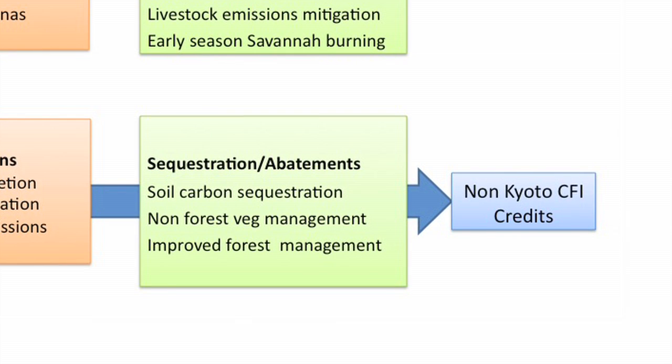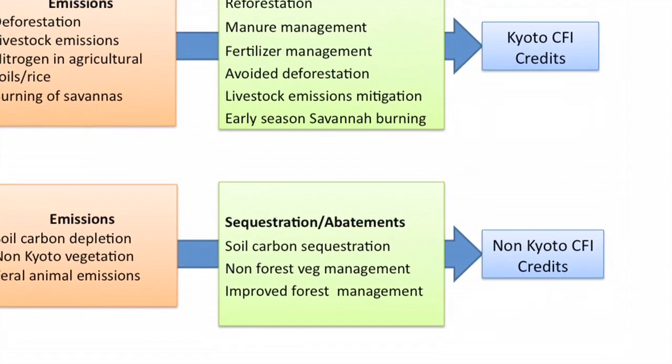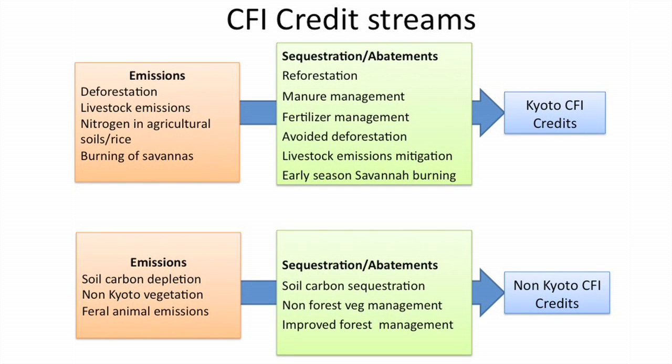There's a very big difference between them because under the carbon tax, it is only the top row that companies can use to offset their carbon liability. So the companies, the liable entities, the big ones, are looking for Kyoto CFI credits at the moment. They're not looking for non-Kyoto CFI credits. And there's a very big difference between them.